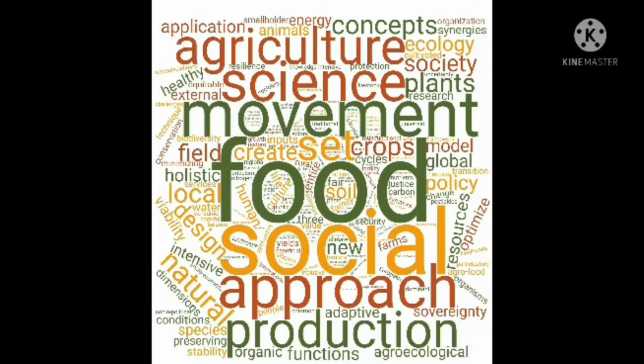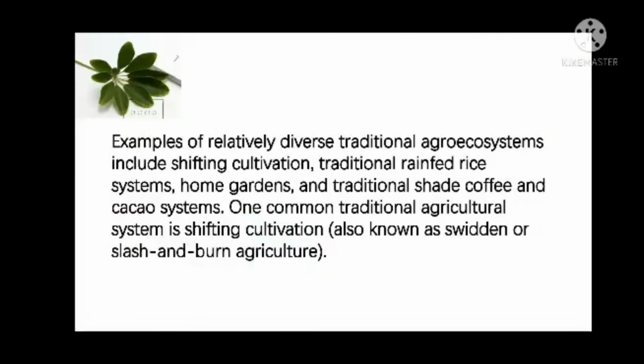In contrast to the outdoor agroecosystem, the possibility of health effects from respiratory toxicants is of toxicological concern. Examples of relatively diverse traditional ecosystems include shifting cultivation, traditional rain-fed rice systems, home gardens, and traditional shade coffee and cacao systems. One common traditional agricultural system is shifting cultivation, also known as swidden or slash and burn agriculture.